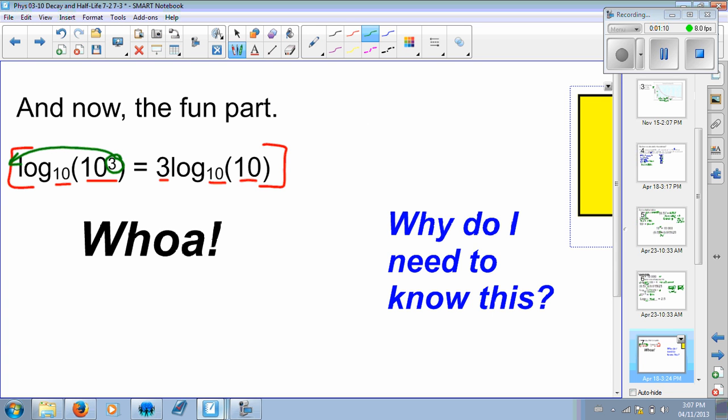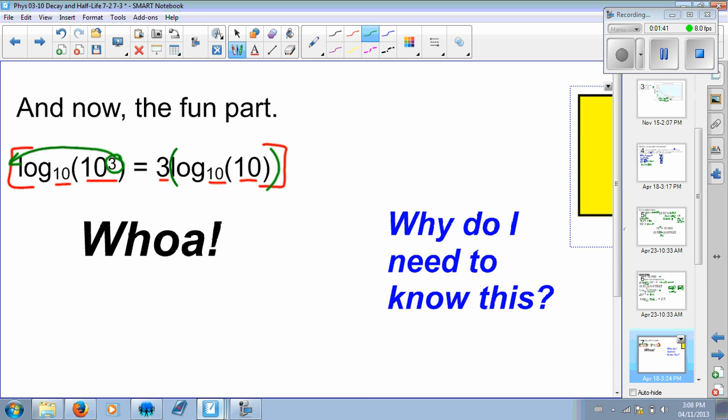Now you can try this. Punch these numbers into your calculator. Punch in 10 to the power of 3 and take the logarithm of that. So press the logarithm button. You should get 3. Now, take the logarithm of 10 and multiply it by 3. You're going to get the same answer. Try it with a couple of different numbers right now. Pause the video. Try this with a couple of different numbers to convince yourself that it works.